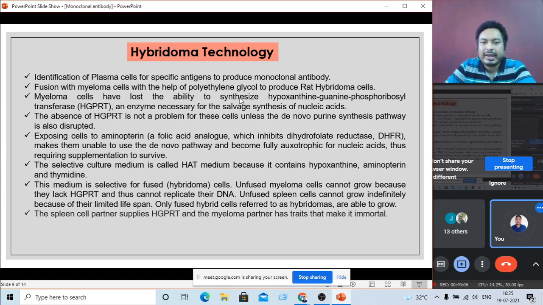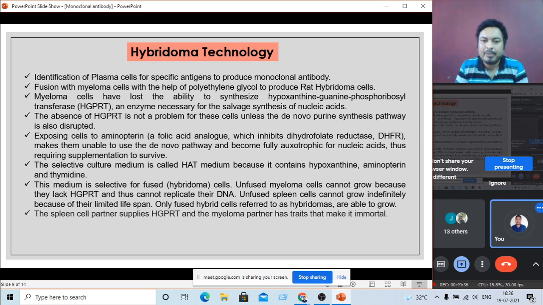But they can also survive by another mechanism. The absence of HGPRT is not a problem for the myeloid cells because they have another mechanism. This mechanism is called the de novo purine synthesis pathway. It is also a type of pathway which can generate nucleic acids by another synthesizing route.